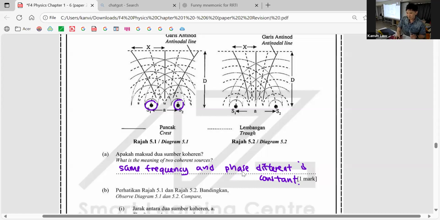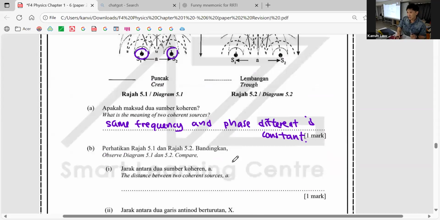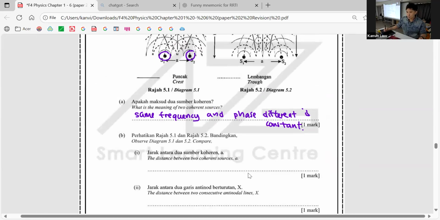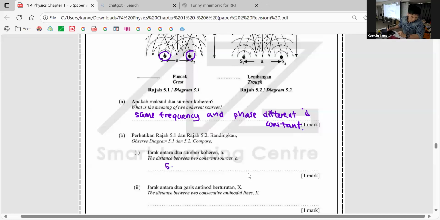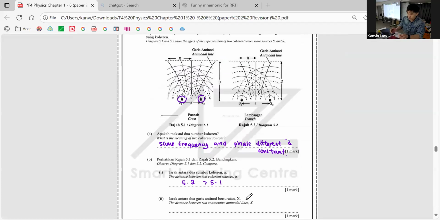Okay, cool. Okay, so students, now the distance between the two coherent sources, this is so simple. This one compared with this is larger, right? So you need to write in sentence, students, 5.2 is longer than 5.1. Now the distance between two consecutive nodal lines, antinodal, you tell me, student, the x.